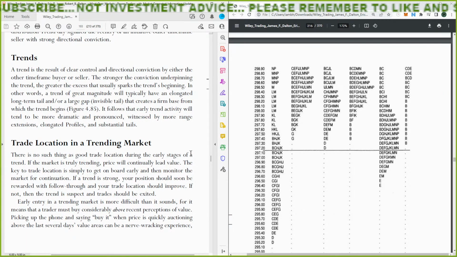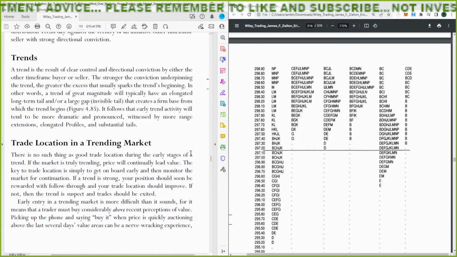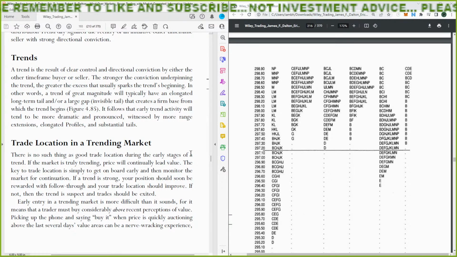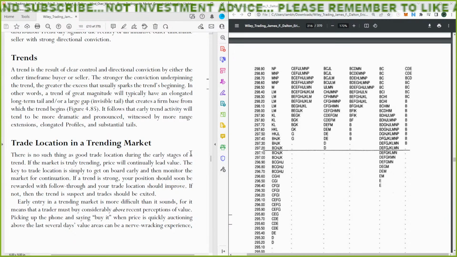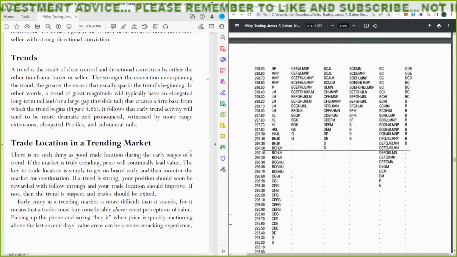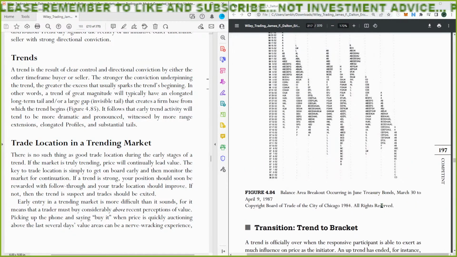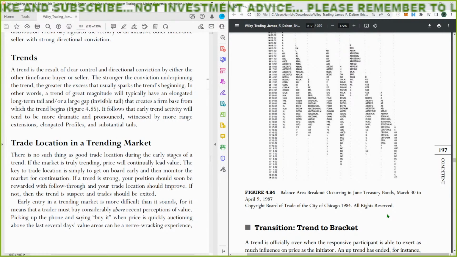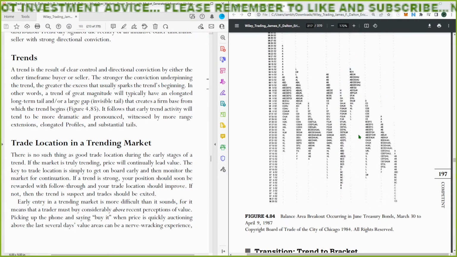Trends. A trend is a result of a clear control of directional conviction by either the other timeframe buyer or seller. The stronger the conviction underpinning the trend, the greater the success that usually sparks the trend's beginning. In other words, a trend of great magnitude will typically have an elongated long-term tail and/or a large gap in value that creates a firm base from which the trend begins. In figure 5.8, it follows that early trend activity will tend to be more dramatic and pronounced, witnessed by more range extensions, elongated profiles, and substantial tails.